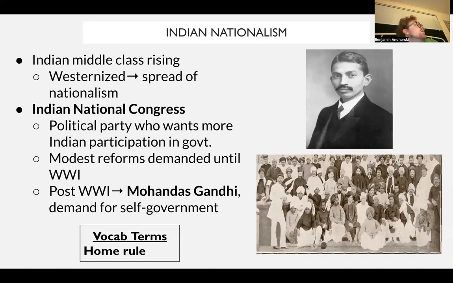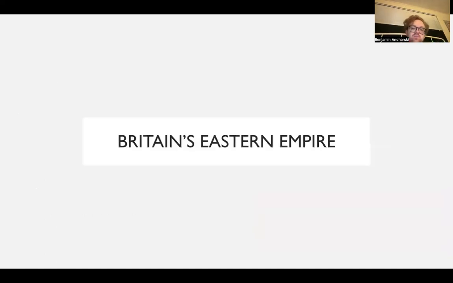So we do see that there will eventually be the birth of pro-independence nationalist movements. The problem, however, is disagreements over what is the best way to declare independence, and for who, what ethnic groups, what religion. We'll come back to that more later in Unit 8. All right, so that's India. Let's look at other places in Britain's empire.